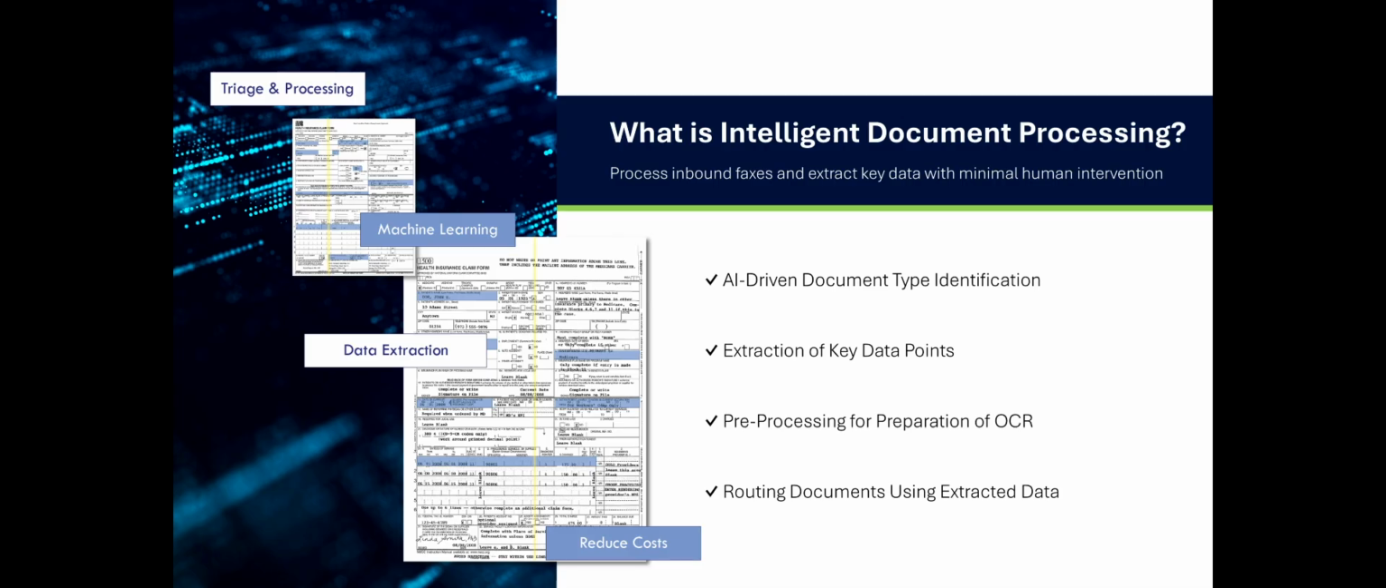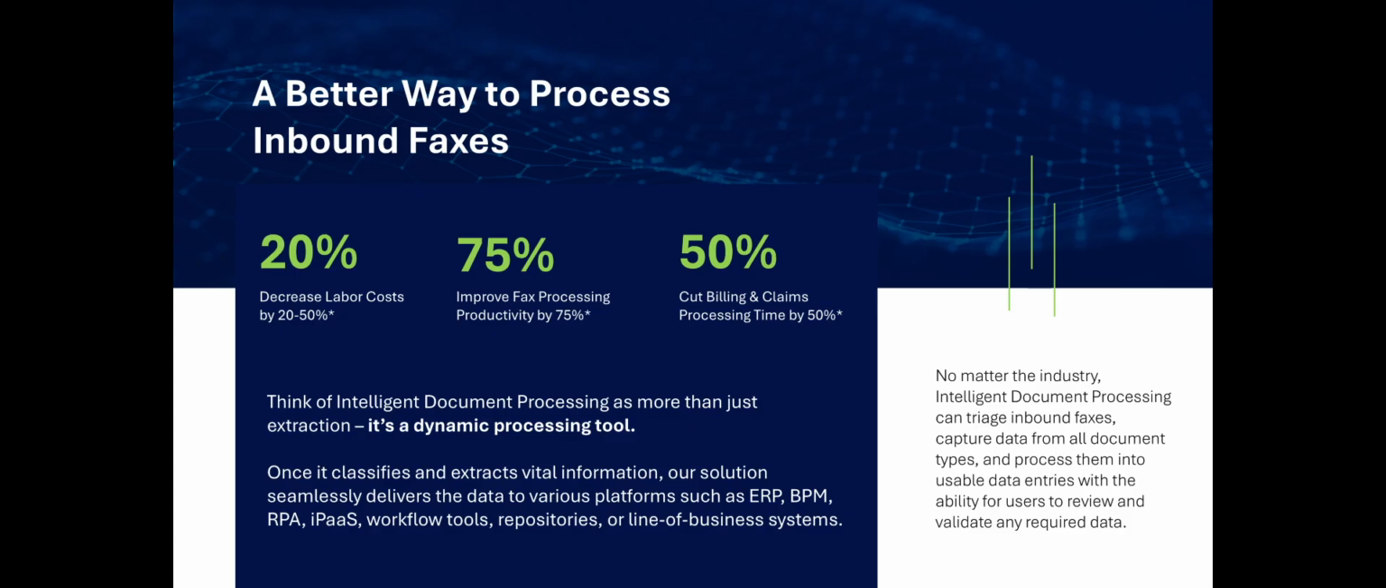IDP can be configured to classify documents, extract key data, and route documents based on the extracted data. On this slide, you can see how intelligent document processing offers operational efficiency improvements. Let's go through some of them. First, time savings. Many organizations report processing times cut by over 75% after automating document workflows with Advantage IDP. This reduction in time directly translates into cost savings, as administrative staff spends less time on manual tasks.